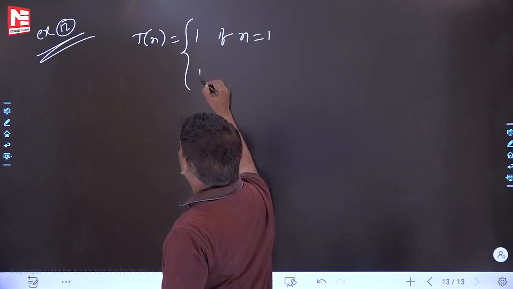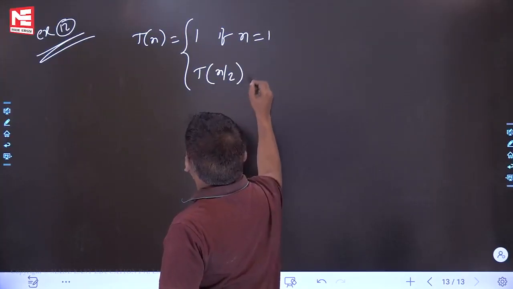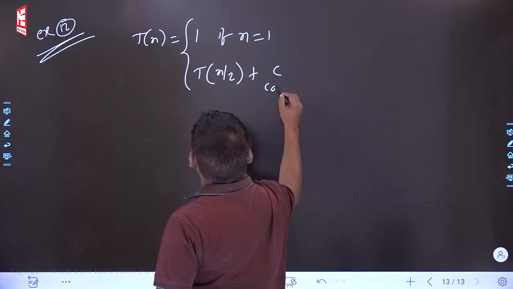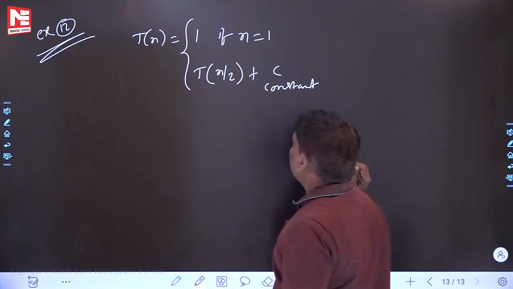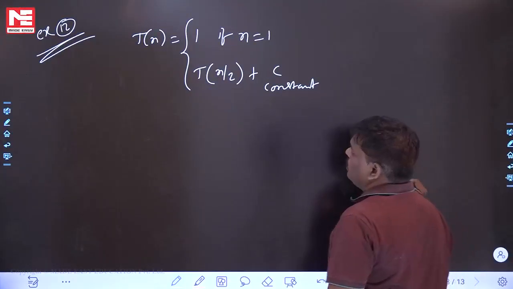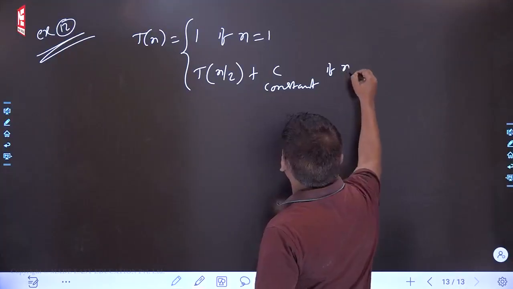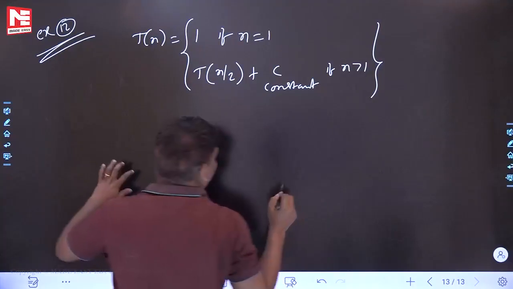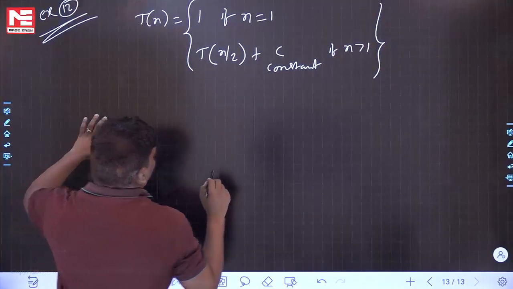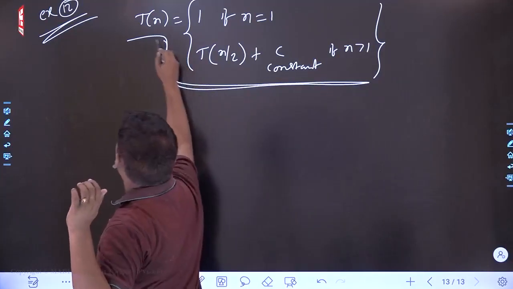See this one. T(n) = T(n/2) + c, where c is a constant. T(n) is equal to 1 if n is equal to 1. Otherwise T(n/2) + c, where c is a constant, if n is greater than 1. This constant story I have not covered, I am covering now. Now, can you help me? This is a very tricky problem. Please see this. A small thing is pending, I am doing that also.